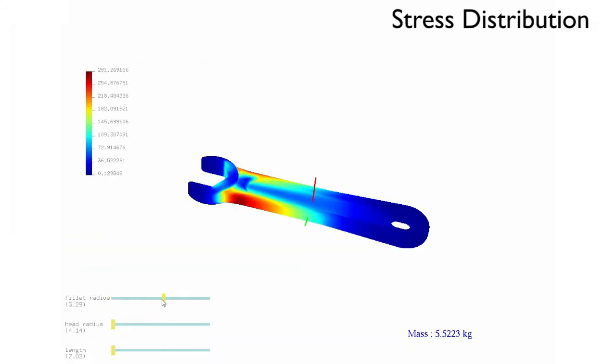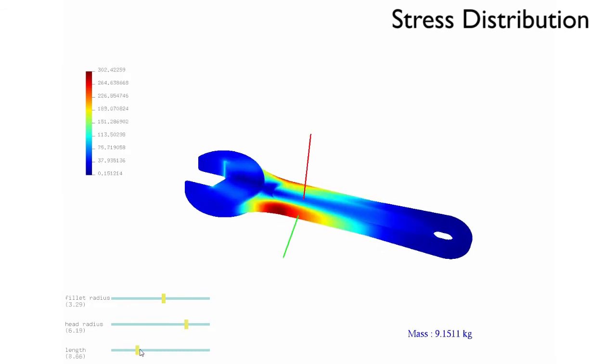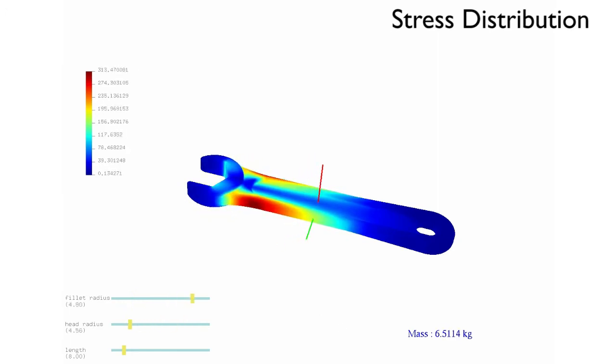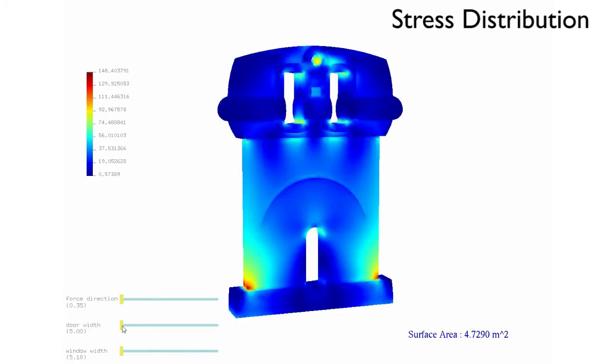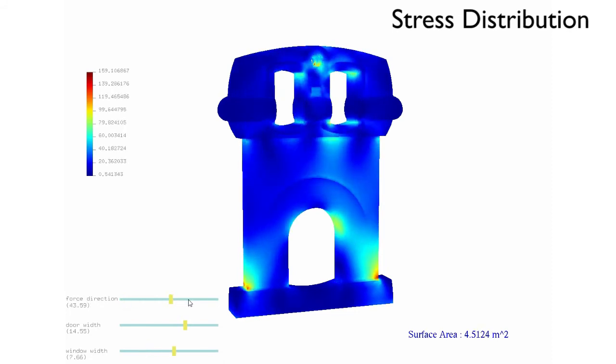In this wrench example, the varying mass is displayed along with the moments of inertia shown in the red and green axes. These properties are evaluated in real time from the interpolated geometry, and the stress is interpolated from pre-computed FEM simulation. On the swing example, which is coated with expensive material, the surface area is evaluated in real time and displayed along with a pre-computed stress distribution.